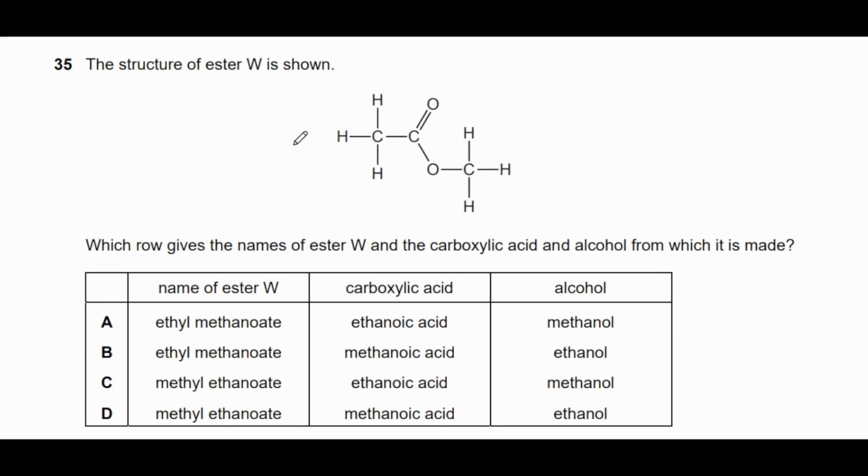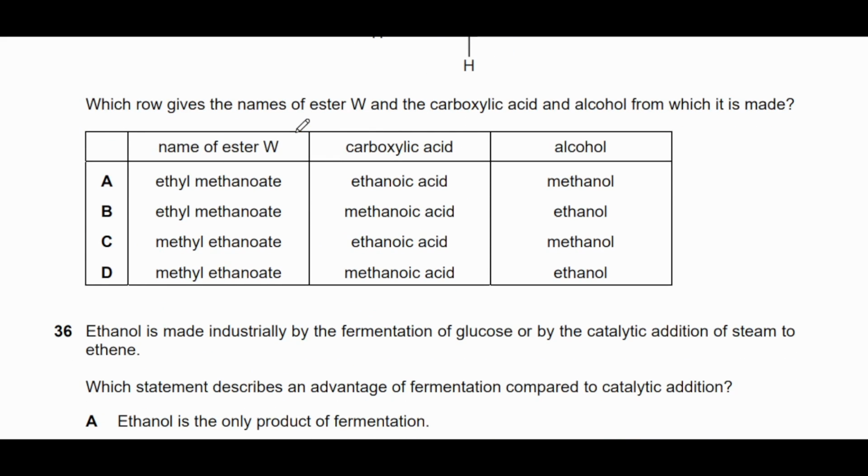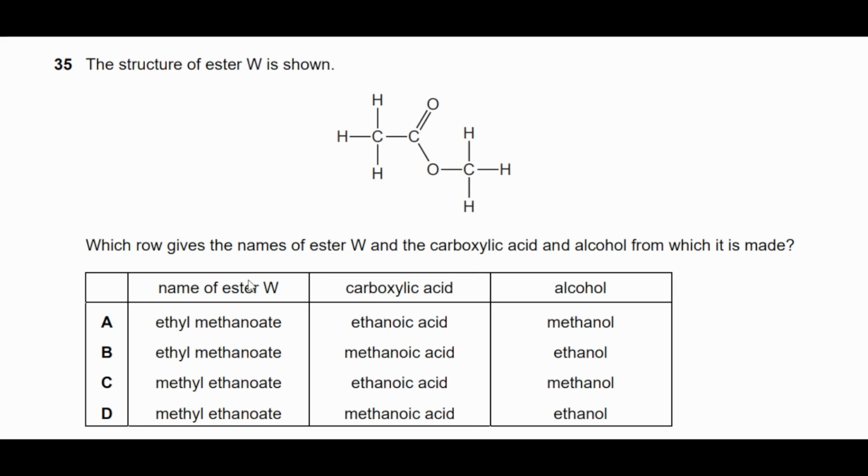35. Structure of ester W is shown. Which row gives the name of ester W and the carboxylic acid and alcohol? Okay, so when you're doing naming, you have to name the alcohol part first, followed by the acid part. So first you have to cut the ester bond. So we cut it right here. This is the ester bond, right? To cut the ester bond, then we count the number of carbon.